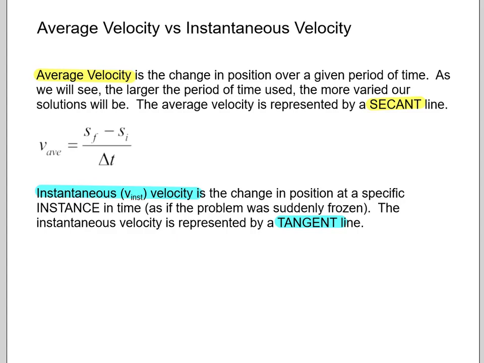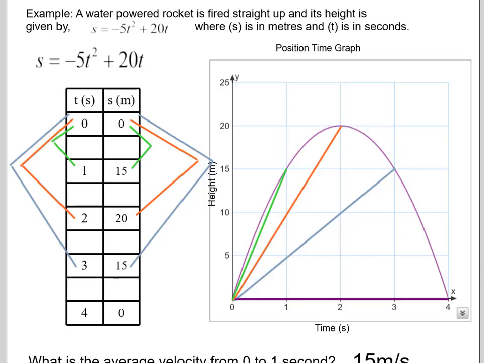Your average velocity, as we're going to see, is the change in position over the change in time. It's represented by a secant line. Sometimes we'll call this ARC, and it stands for average rate of change. You'll definitely see that in grade 12 math, but we can introduce the concept now. Instantaneous rate of change is the change in position at a specific instant in time. Okay, it's at one singular dot. We model that with a tangent, and I'm going to show you what they look like in a second, and that'll hopefully help clarify that point.